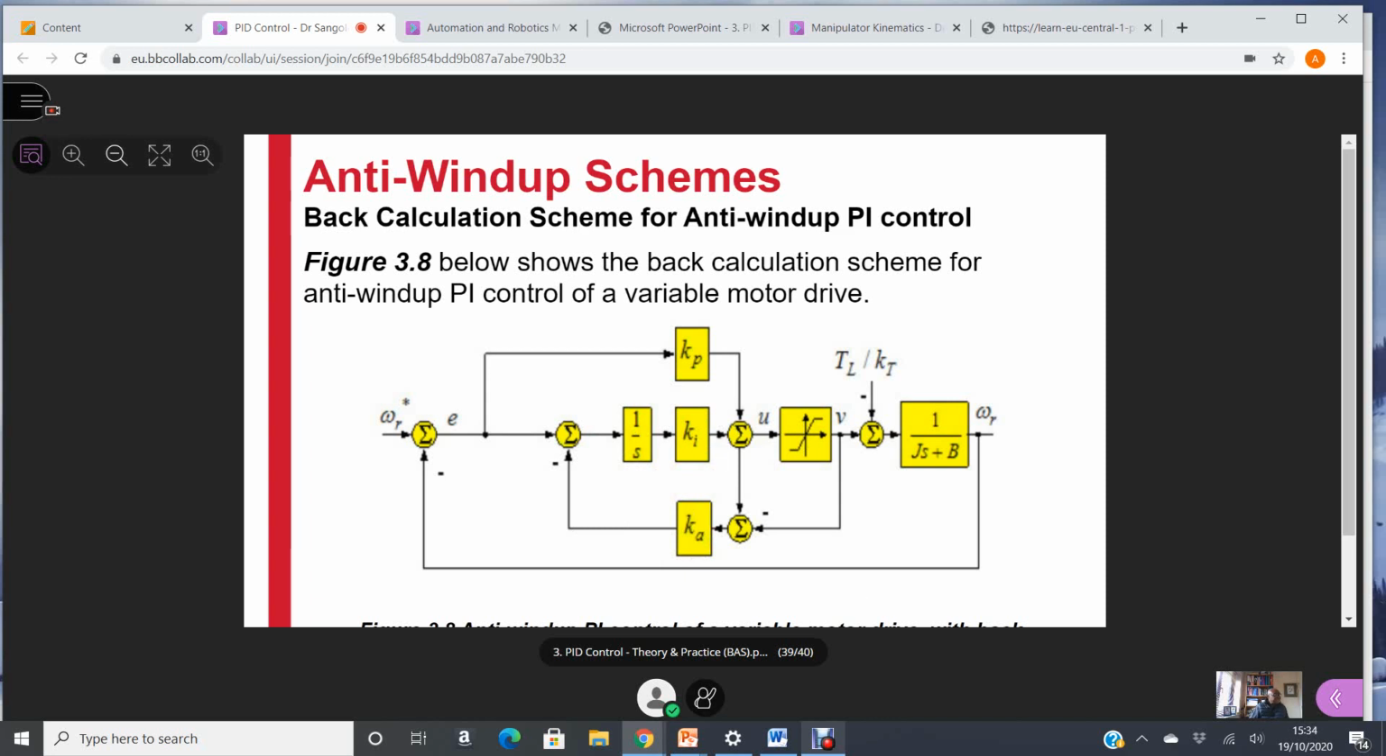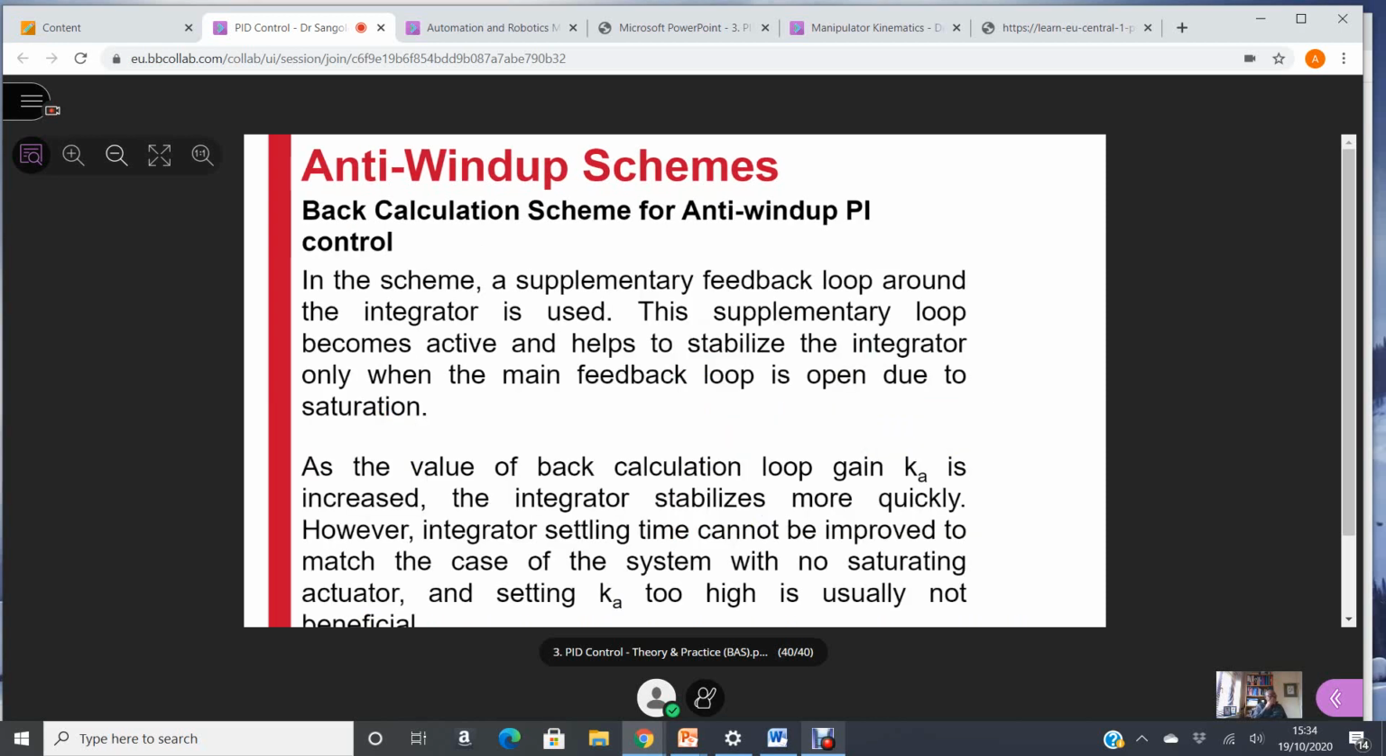So that is our second scheme that we'll be looking at. So it's the back calculation and the clamping method. So that's what I've just described. The supplementary feedback loop in the back calculation scheme helps to stabilize the integrator when the main feedback loop is open due to saturation. So that helps us to quickly come back to within the actuator limits.